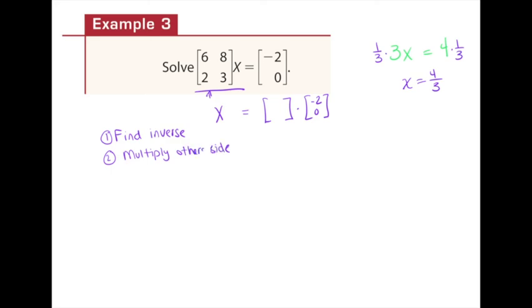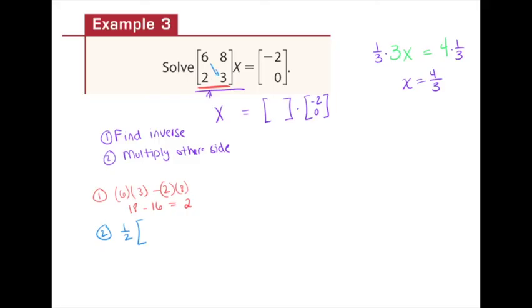All right, so our first step here is to find the inverse of this. So I am going to find the inverse. So my inverse, I need to do 6 times 3 minus 2 times 8. So 6 times 3 gives me what? 18 minus 16. My determinant here is 2. All right, then I am going to say 1/2.